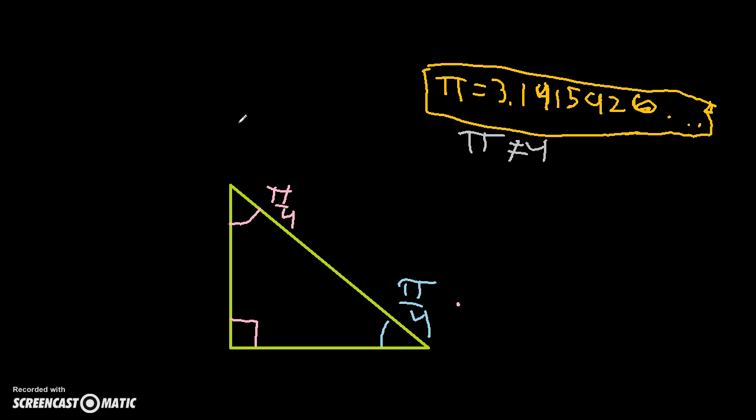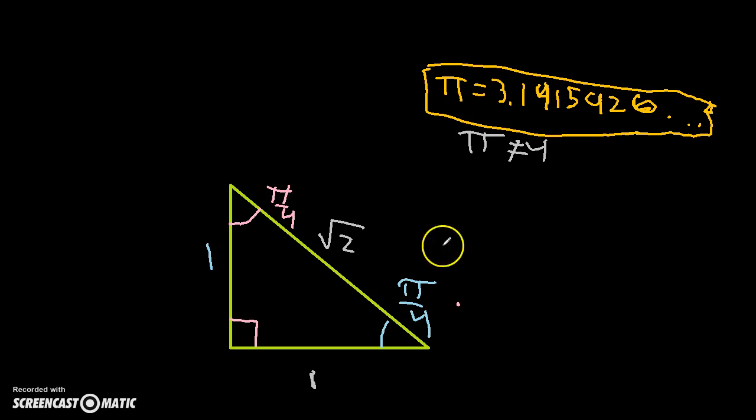So now, this side is equal to 1. So this side is also equal to 1, because the angles are the same. And this side is equal to the square root of 2.